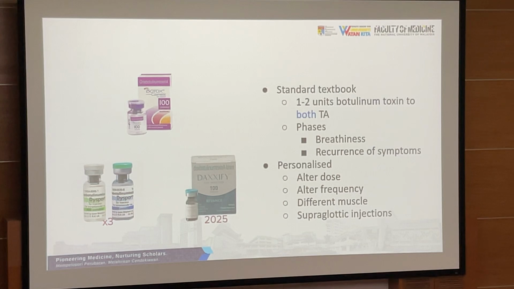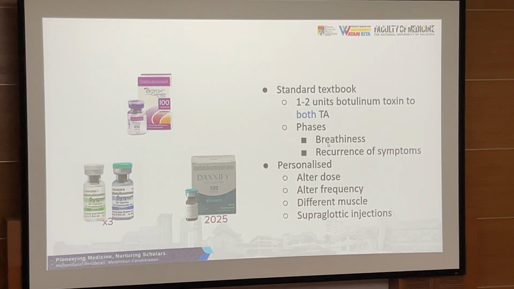So probably there'll be good news for our patients, and we don't need to give the botulinum toxin more frequently. The standard textbook will say that you need to give 1 to 2 units of botulinum toxin to both thyroarytenoid muscles. After the injections to the thyroarytenoid muscle, the patient will have these different phases.